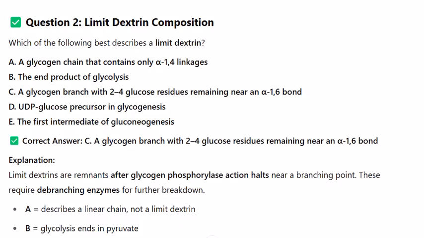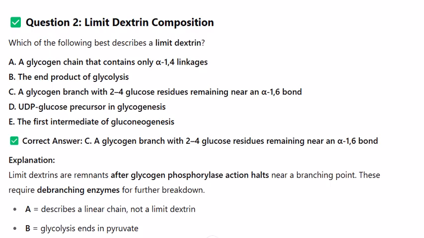Question 2. Limit dextrin composition. Which of the following best describes a limit dextrin? A. A glycogen chain that contains only α-1,4 linkages. B. The end product of glycolysis. C. A glycogen branch with 2 to 4 glucose residues remaining near an α-1,6 bond. D. UDP-glucose, a precursor in glycogenesis. E. The first intermediate of gluconeogenesis. Correct answer C. A glycogen branch with 2 to 4 glucose residues remaining near an α-1,6 bond.